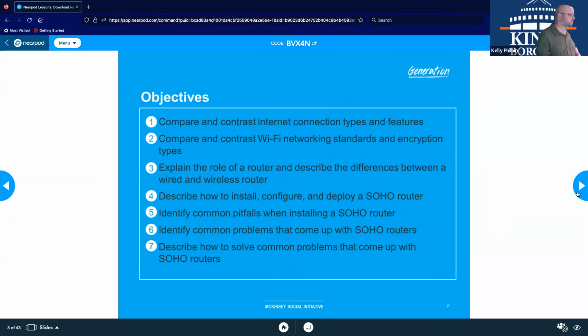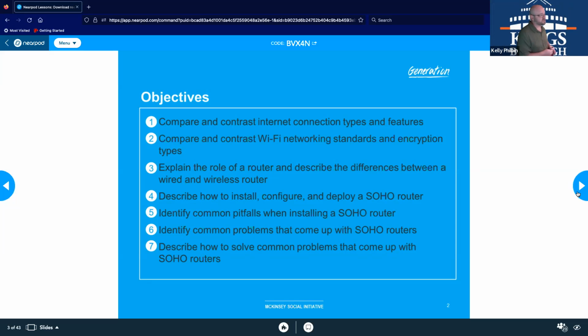So in this particular session, we're going to be comparing and contrasting our internet connection types and features. We're going to be going into Wi-Fi networking and standards and encryption. So we're going to start talking about that. Explain the role of a router and describe the differences between a wired and wireless router. Also, we're going to talk briefly about how to install and configure and deploy a SOHO router.